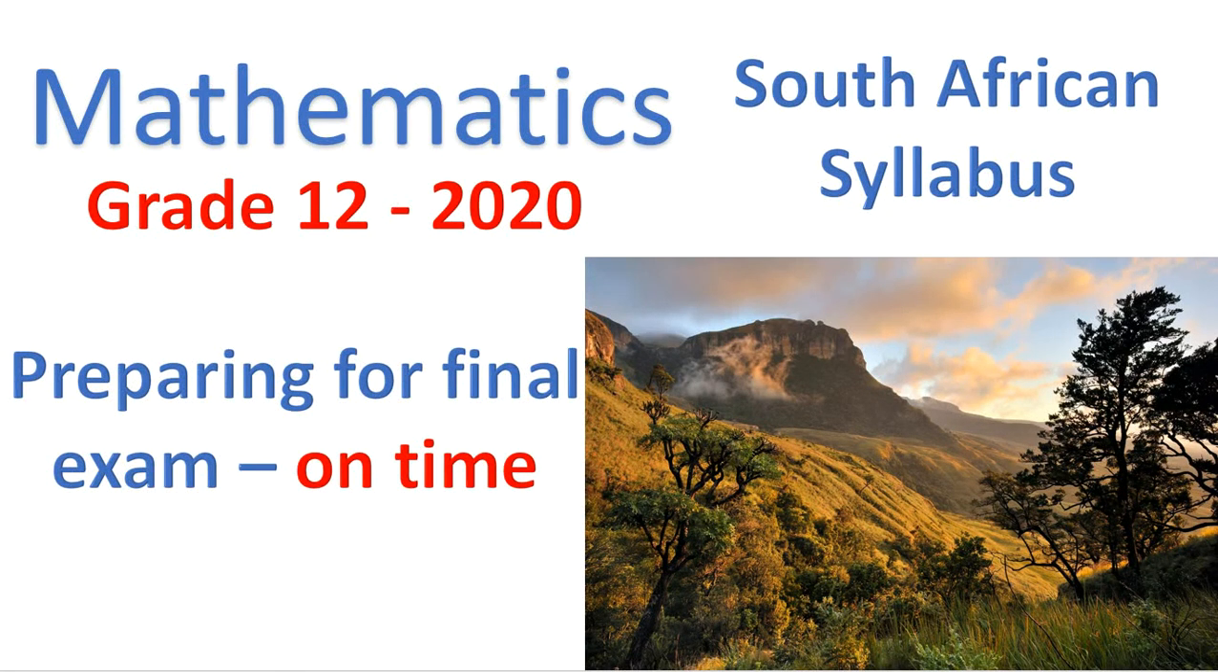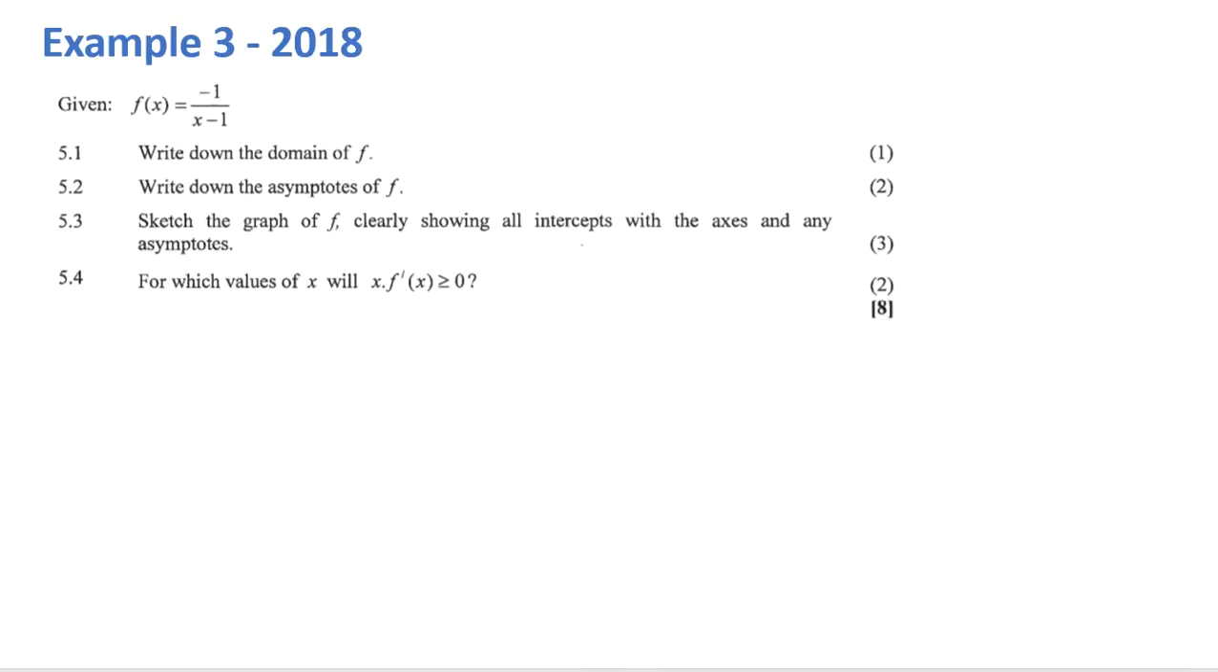So welcome back. We're going to do another short and sweet example from 2018, and this is question number 5. The sum total of this question is 8 marks, and in my opinion it contains a very simple function that's given, so that's nice. And what it's asking is a couple of technical terms like domain, asymptotes.